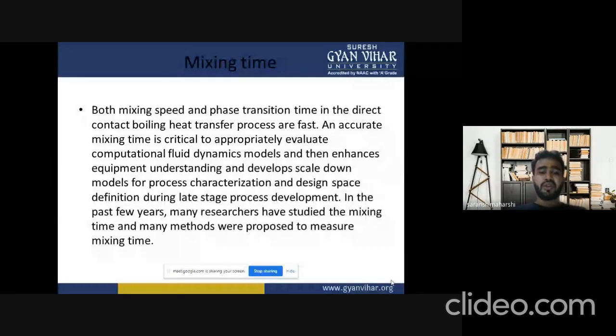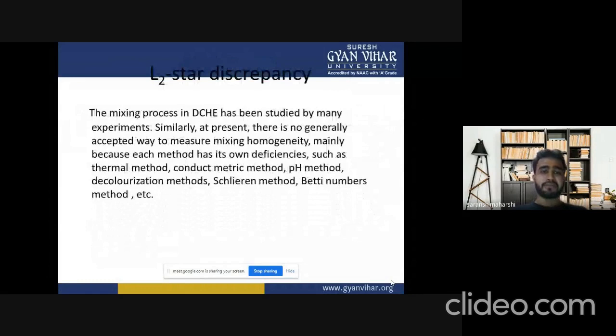In the past few years, many researchers have studied the mixing time and many methods were proposed to measure mixing time. The mixing process in DCHE has been studied by many experiments. Similarly, at present, there is no generally accepted way to measure mixing homogeneity, mainly because each method has its own differences, such as the thermal method, conductometric method, pH method, decolorization method, Schlieren method, Pettinberg method, etc.